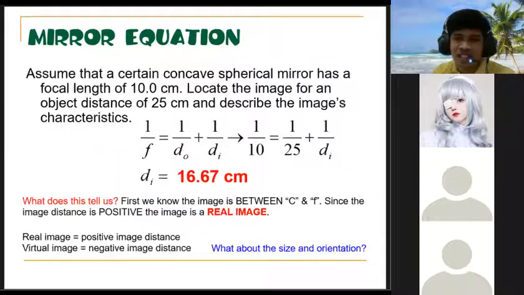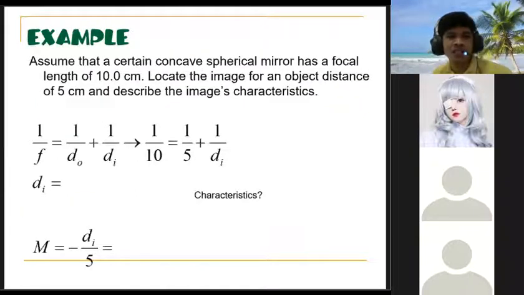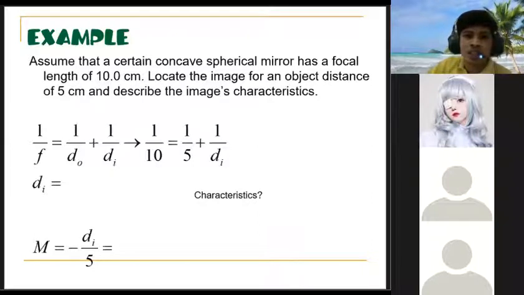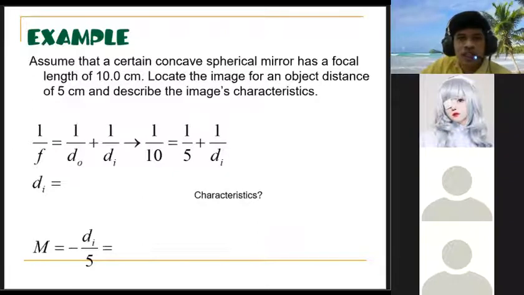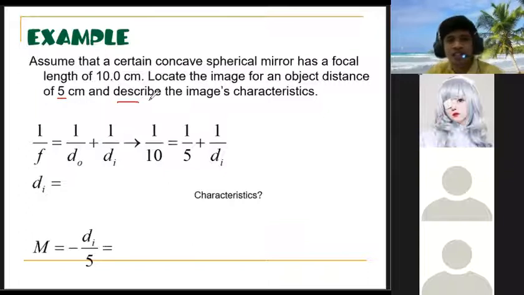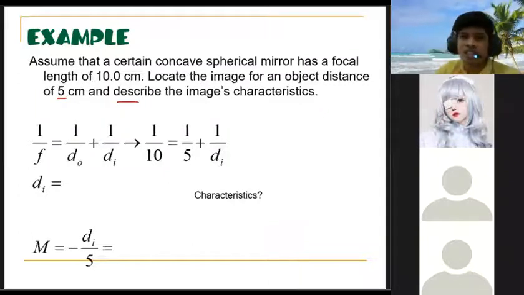Okay, let us try number 2. Assume that a certain concave spherical mirror has a focal length of 10, the same 10. Locate the image for an object distance of 5 centimeters. DO is just 5 centimeters. What you're going to do is describe the image characteristics. Can you solve this one? Try solving in your notebook if you have it there.